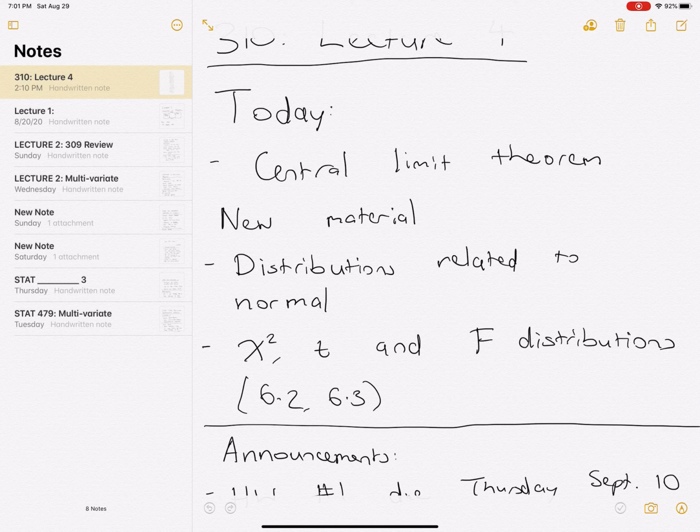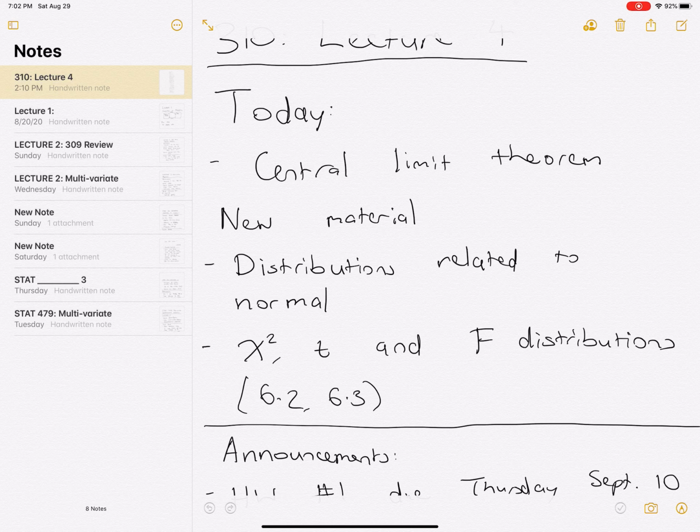This is really the beginning of material that was not covered in 309 or equivalent, and it's the start of the material that will be new in this particular course. In particular, we're going to be talking about distributions related to the normal distribution: the chi-squared, the t, and the F distributions. This refers to sections 6.2 and 6.3 of the textbook, so you can find the relevant material from today's lecture in these sections.